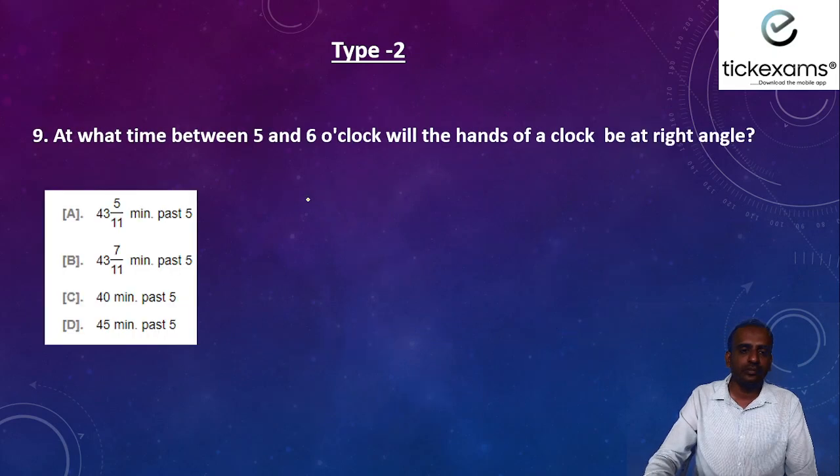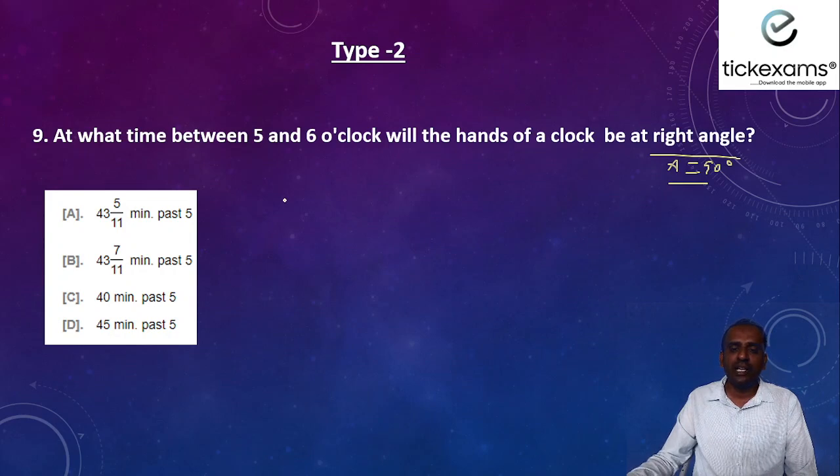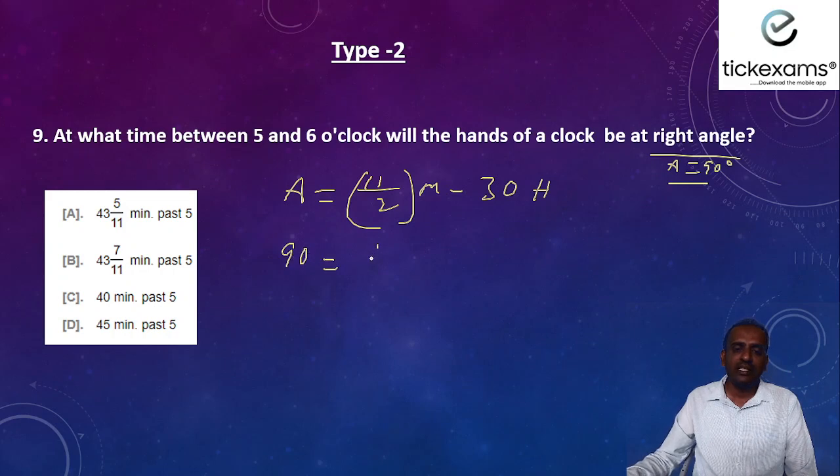That's it. At what time between 5 and 6 o'clock the hands of a clock be at right angle? So straightforward, they have told at right angle. So we know very well angle is equal to 90 degree because they have told right angle. So I'll use the same formula again. A is equal to 11 by 2 m minus 30 h. Now since angle is given, A is 90 degree is equal to 11 by 2 m minus 30 into what is h? Between 5 and 6, I need to take the lesser value. So I'll take 5.